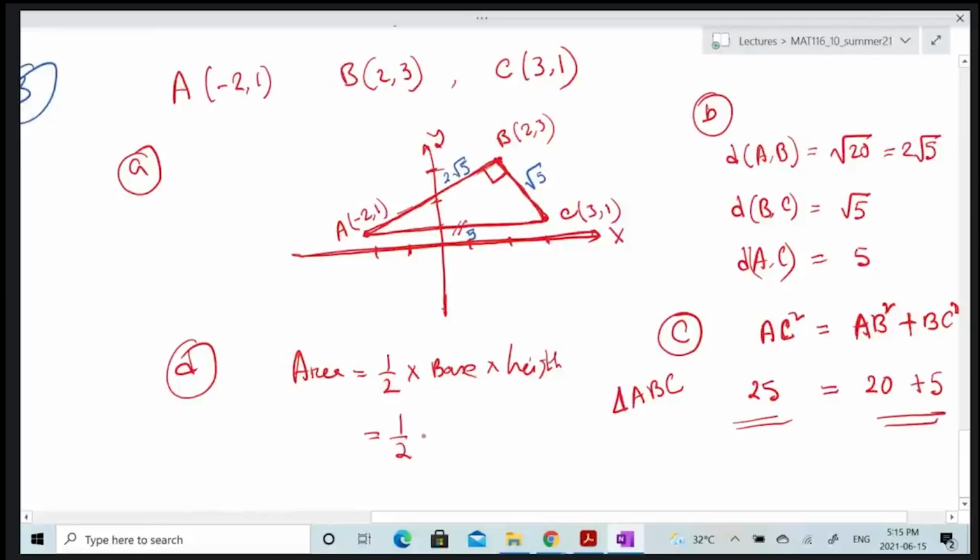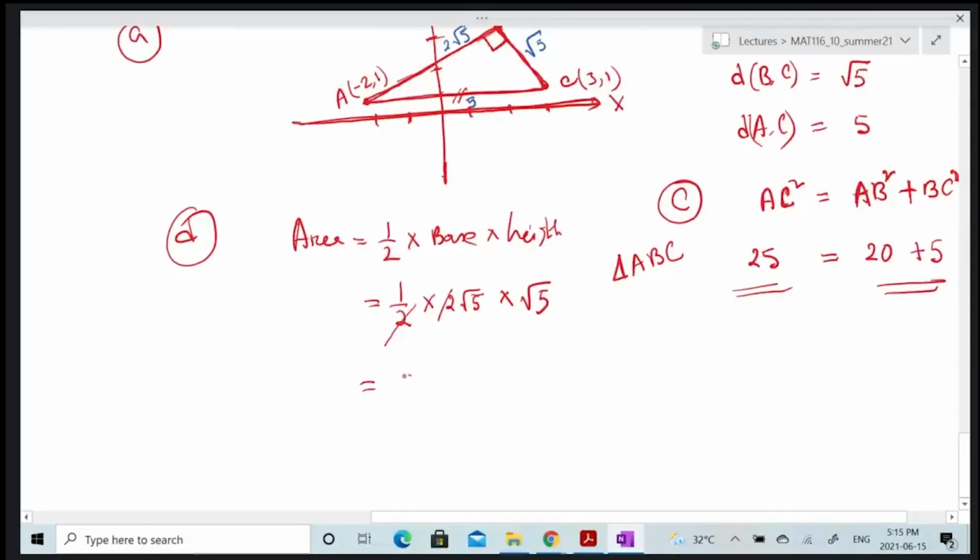So we're just going to write half times 2 root 5, considering AB as the base, times root 5. So this is going to be just 5 units. Never forget to write the units. It's going to be square units, because we are multiplying two separate units. Like if we have meters, then the area is called meter square.